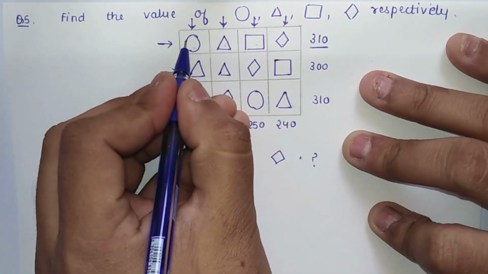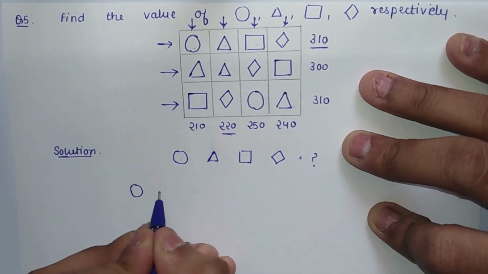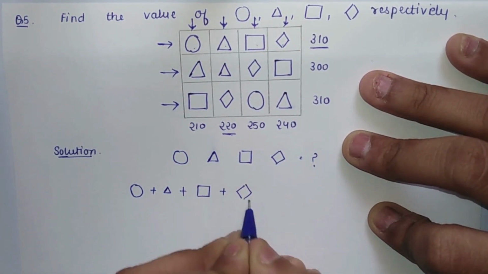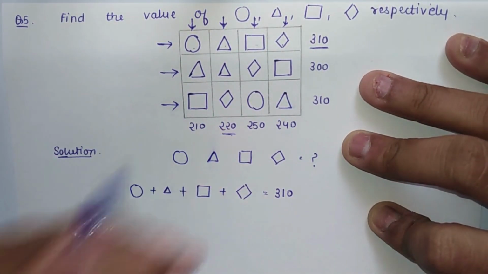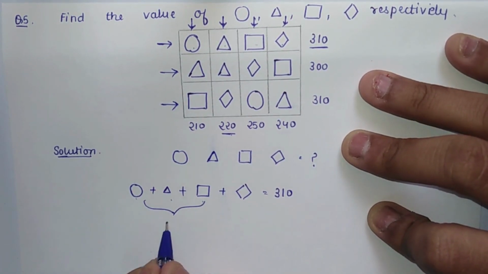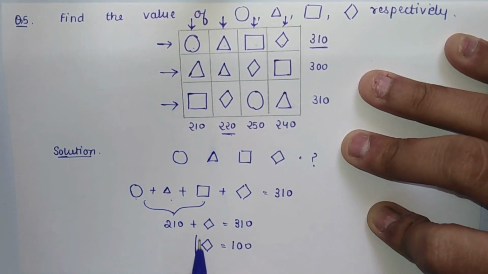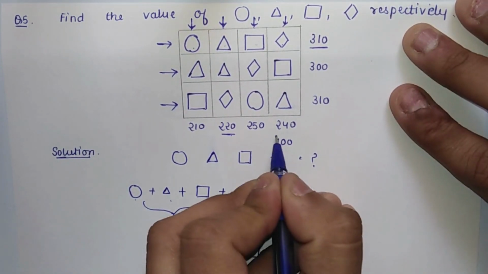Let's check the first column. This is the first column and this is the first row. In the first row, it is given that there is a circle, then a triangle, then a square, and then a diamond shape. And this is all equal to 310. If you check the first column, circle, triangle, and square is equal to 210. So in place of these three, we can write 210 plus diamond shape, which will be equal to 310. So if we subtract 210 from 310, we will get the value of diamond shape. So diamond shape value is 100. Now we know the value for this diamond, which is equal to 100.